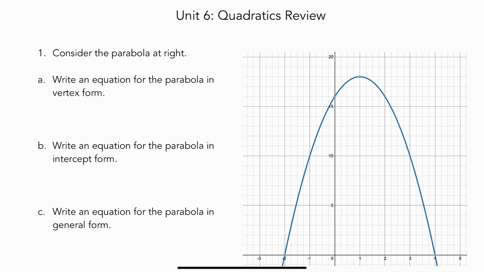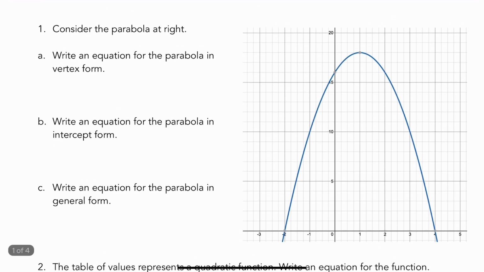One of those problems was number 1. It says, consider the parabola at the right. Part A asks us to write an equation for the parabola in vertex form. I want you guys to remember, because this is stuff you're going to have to know for your test tomorrow, that vertex form is written as a(x minus h) squared plus k.